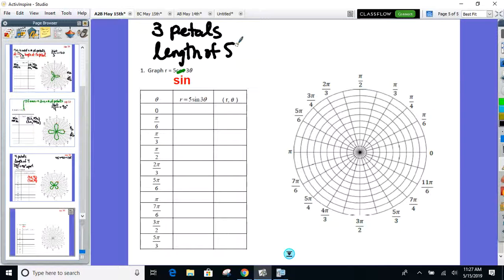How far apart are they going to be? I got 3 petals. How far apart are they going to be? 360 divided by 3, 120 degrees. All right, now that number's not even, so it's not going to start at 60. Okay, it's not going to start halfway in between here.